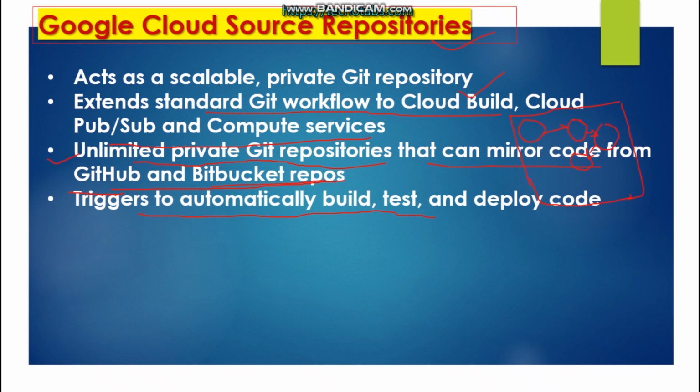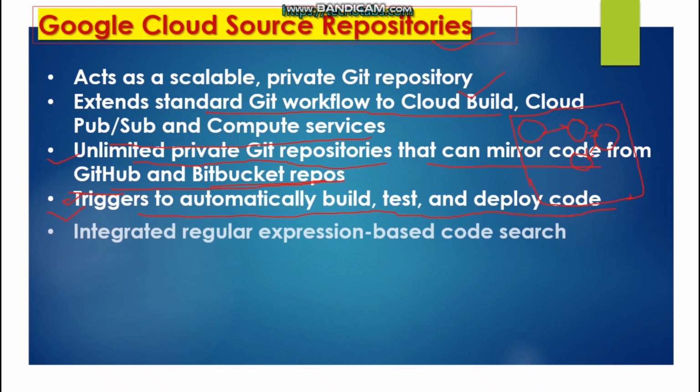It automatically triggers build, test, and deploy of your code. So there is a trigger: whenever you push your code to Cloud Source Repositories, it triggers build, test, and deploy. Now you can enable this trigger or disable it based on your requirement.